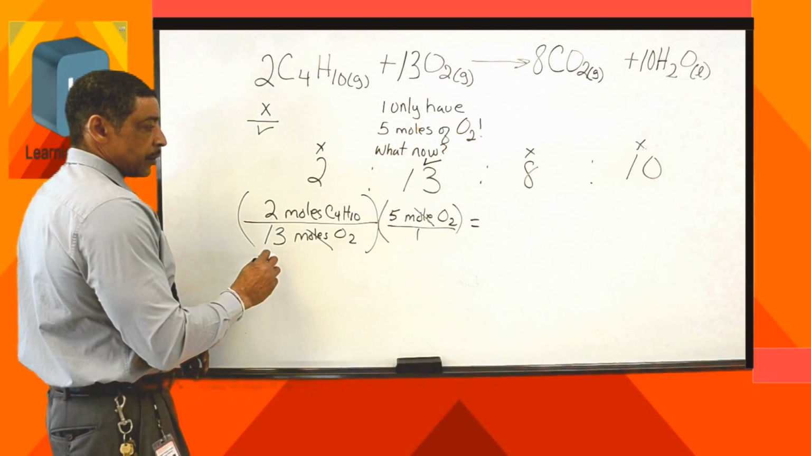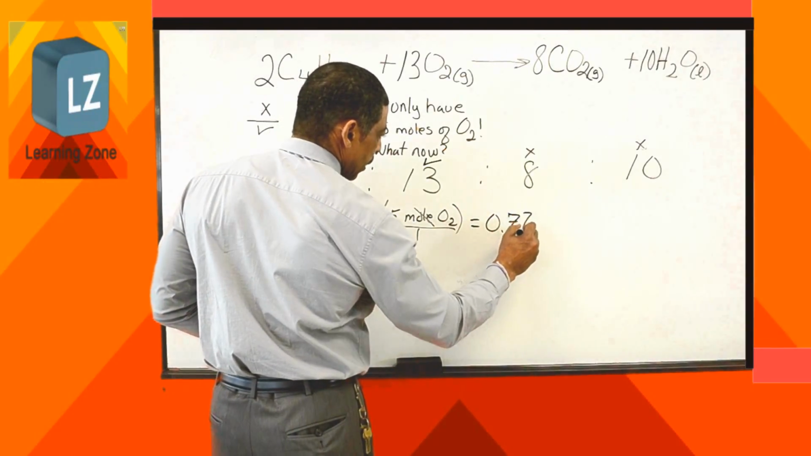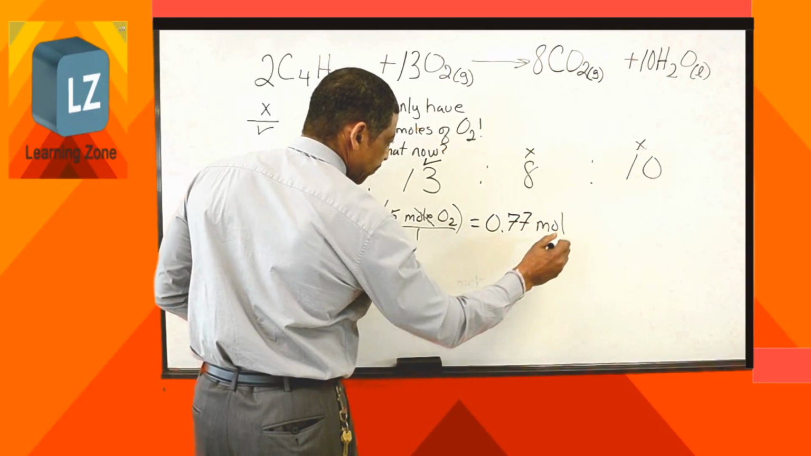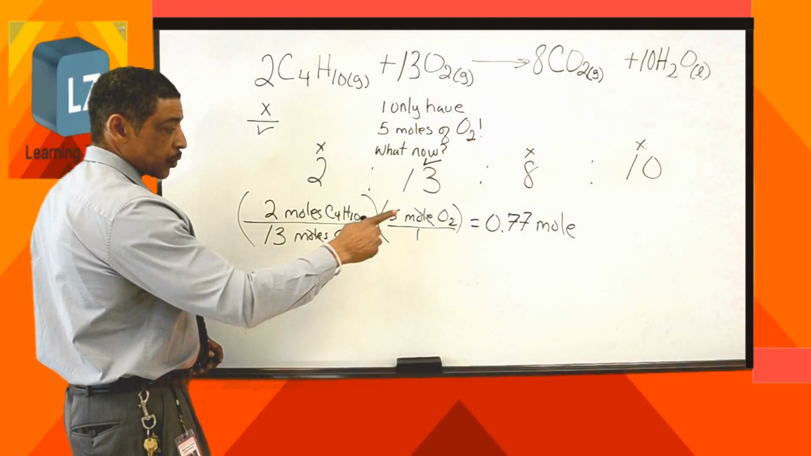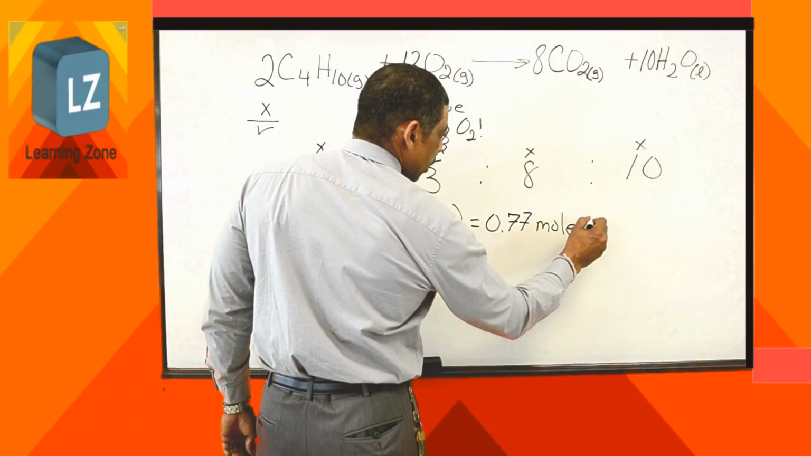2 divided by 13 times 5 is equal to 0.77 mole. Moles of O2 cancel out, so 0.77 mole of butane gas.